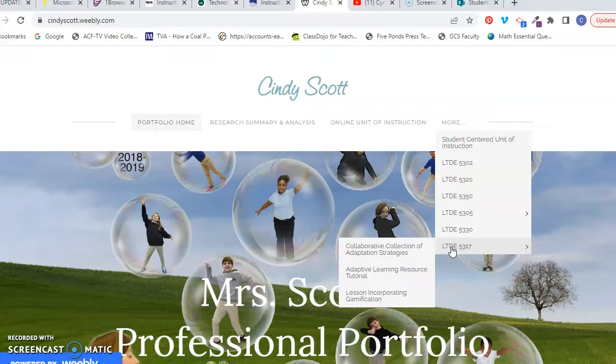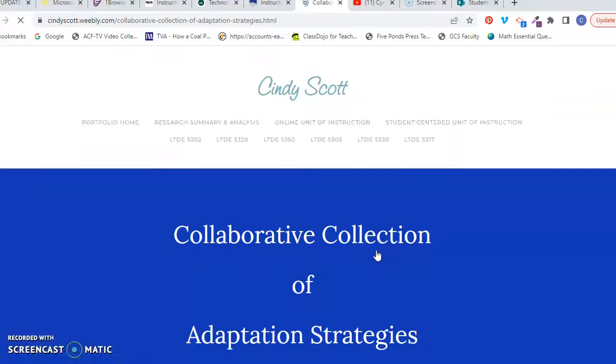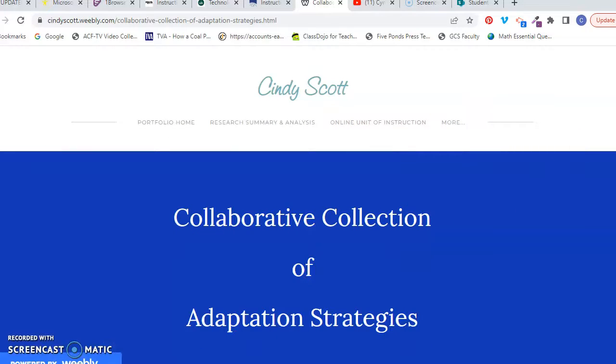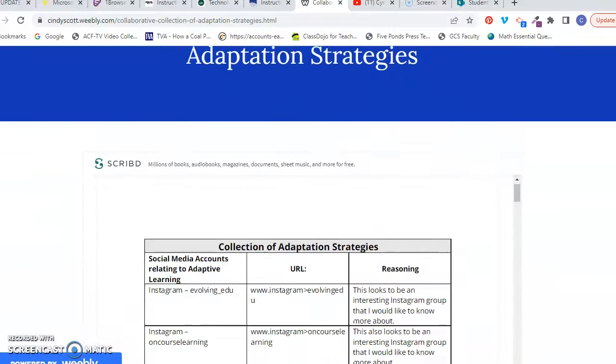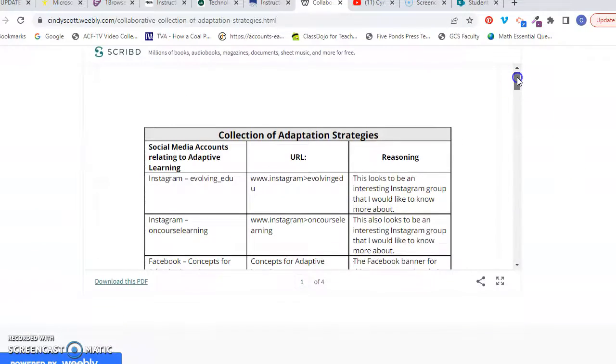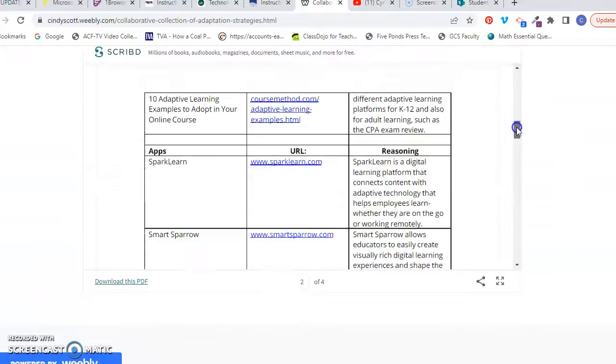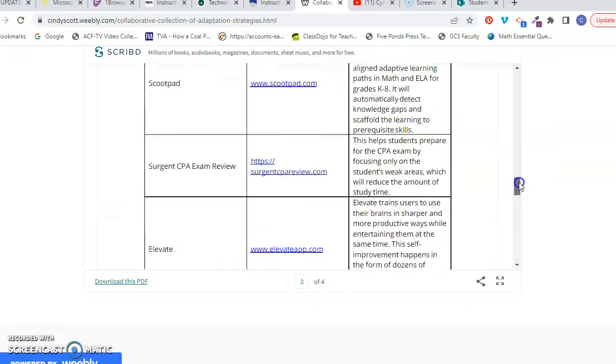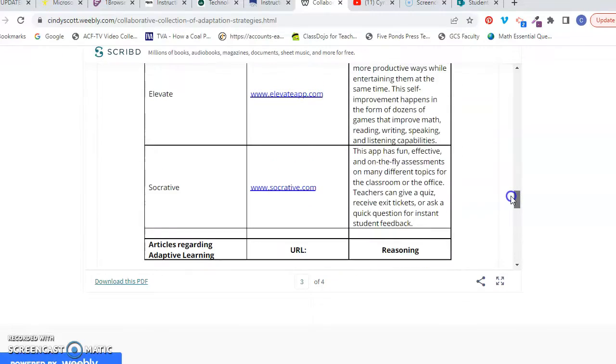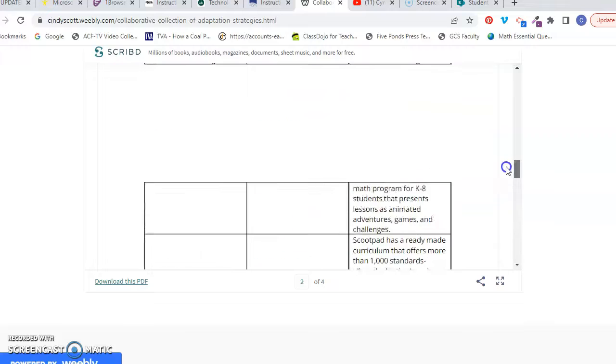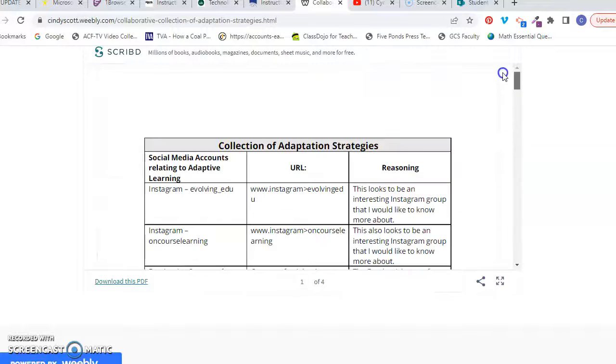The first thing that I would like to show you is the collaborative collection of adaptation strategies. And here's my document where I had put all of the different things. This was so helpful in just learning about adaptation strategies and different apps and websites that I could use.